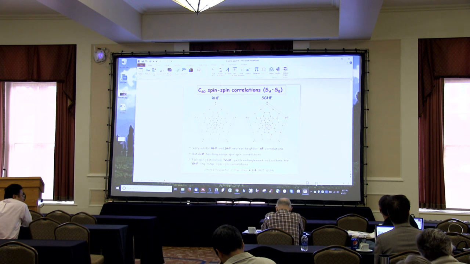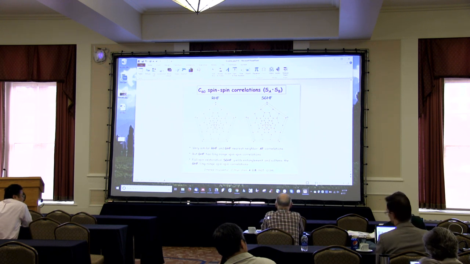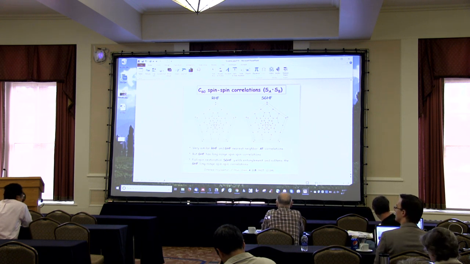No, actually softening is one of the points here. So GHF, always mean field, exaggerates the correlations, and then when we restore symmetry, we see that there's a softening. We haven't seen an enhancement ever. And the third one?